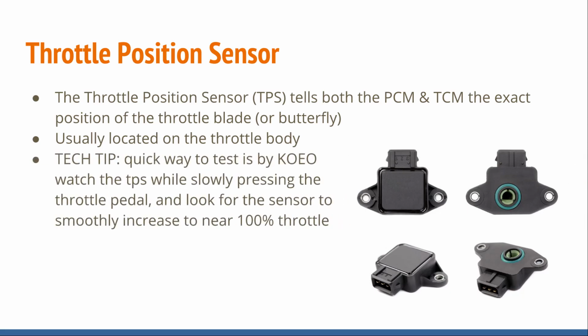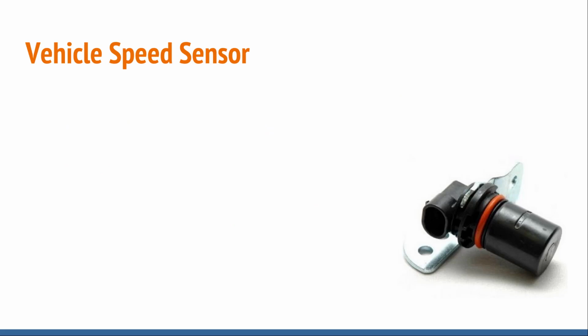Okay, so tech tip, there's a quick, easy way to test these things, guys. You go in the scanner, you find the TPS sensor on there, key on engine off, so shut the engine off, yet turn the key on, slowly press on the throttle, and look for the sensor to smoothly increase to nearly 100%. If it starts spiking and jumping around, that's a problem. Okay, we are getting close now.